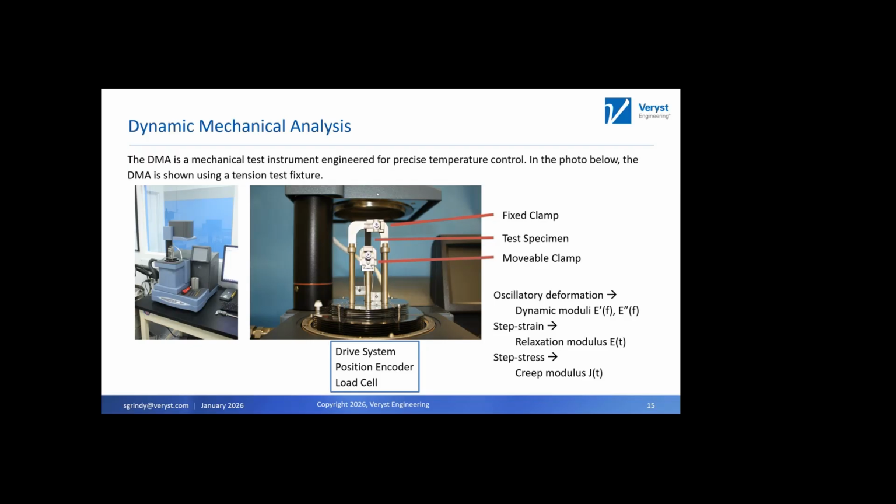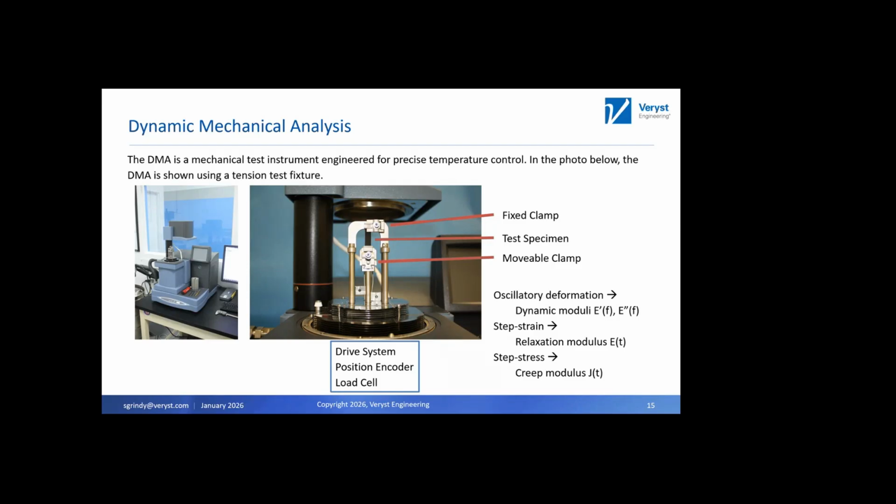So this hood that you can see in the upper part of this picture, and over here in this left-hand picture, comes down and creates basically a really tight furnace. And there are other heating elements and gas flow elements in this upper hood that precisely control the temperature of the specimen. And so one of the things the DMA is most useful for is getting the temperature dependence of the mechanical properties of a soft material or polymer.